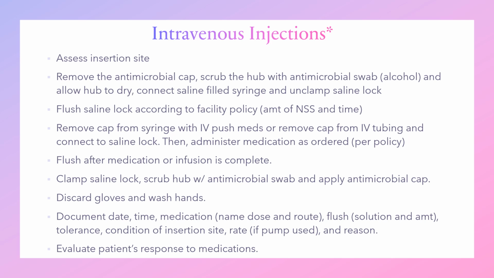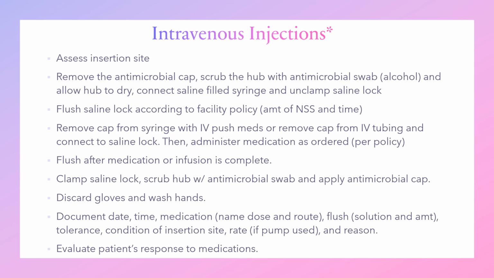So on this slide, it has step by step exactly how to administer IV medication. So we covered the first 6 bullets on the prior page. So you're assessing your IV insertion site, removing the antimicrobial cap, scrubbing the hub, cleansing with an antimicrobial swab, usually an alcohol pad, allowing the hub to dry, connecting the saline syringe, unclamping the saline lock, also known as a hep lock, and flushing the saline lock according to your policy. Typically, this is 3 mLs of normal saline or 5 mLs of normal saline.